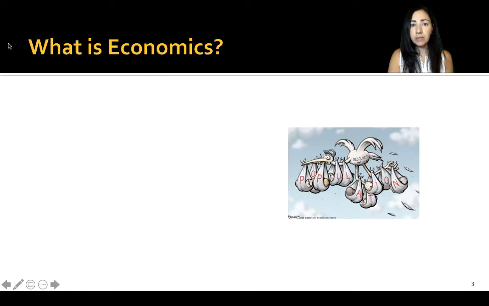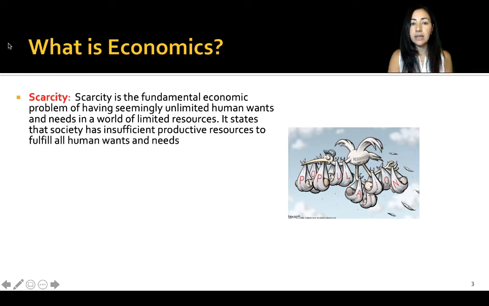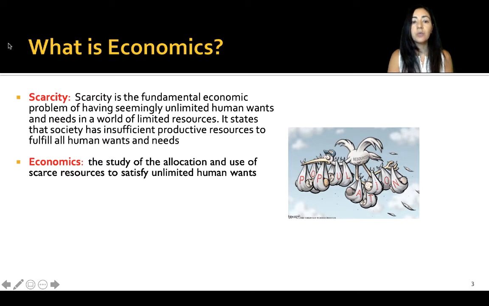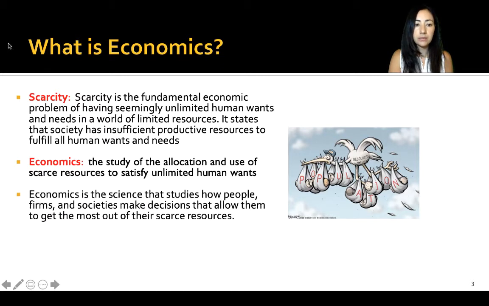What is economics? Before we explain what economics is, we have to understand why it exists. The reason economics exists is because scarcity is everywhere. We live in a world of completely limited resources, and at the same time, as humans, we have seemingly unlimited wants and needs. Since we have the fundamental problem of scarcity, we need to study economics in order to allocate our scarce resources in the most effective ways. So, economics is the science that studies how people, firms, and societies make decisions that allow them to get the most out of their scarce resources.